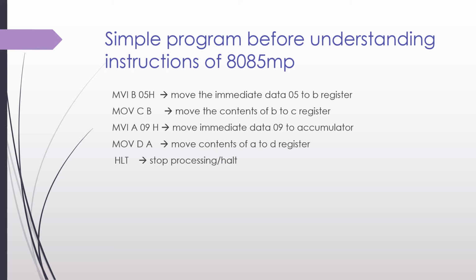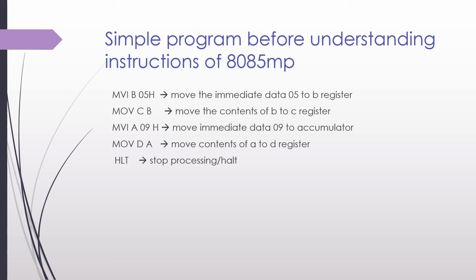What can be the question for this program? Write a program to store 05H in B and C register and 09H in A and D register. So for that, what do you write? MVI B, 05H; move the contents of B to C; move immediate A with 09; and move the contents of accumulator to D; and then stop processing.